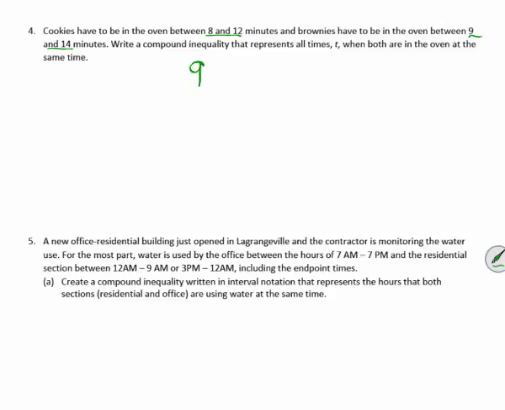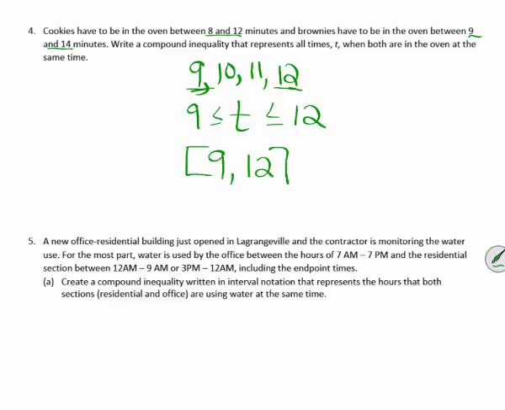9 minutes works. Right, I'm just going to write all the ones. 8 doesn't work because the brownies aren't in for 8. 9 works, 10 minutes works, 11 works, 12 works, 13 doesn't, 14 doesn't, because then the cookies aren't in the oven. So when I'm writing this, time has to be in between, right? We're going to take our lowest and our highest, 9 and 12 minutes. All right, then what does it want us to do? Just write the compound inequality. So there you go, that's it. I'm going to write it in interval notation for you too, just because I want to practice. So between 9 and 12.